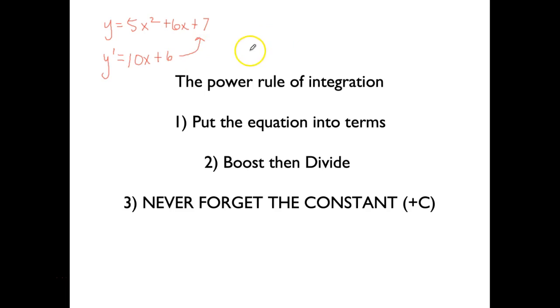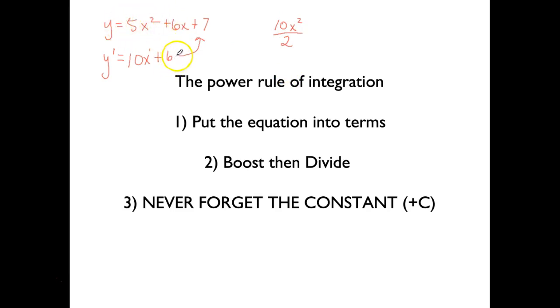Okay, so here's how you would do it. First thing is, put the equation into terms. If you notice, I've already done that. It's a 10x plus 6. It's in terms. Boost, then divide. Okay, here's what it means. Boost. Whatever the exponent is, in this case it's 1, we're going to boost it up 1. We're going to add 1 to it. So we're going to go to 10x squared. Okay, boost. That's what the boost is. Then divide. Divide by whatever that new exponent is, 2. Notice that would give me 5x squared, which is what the first term is.